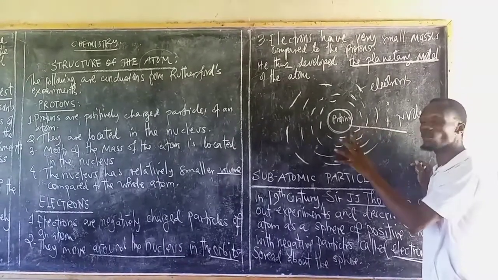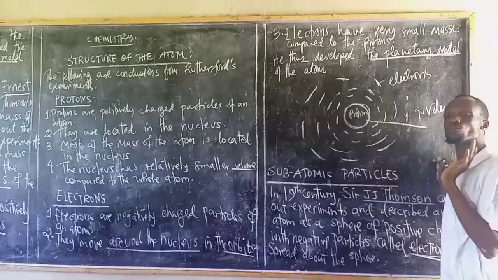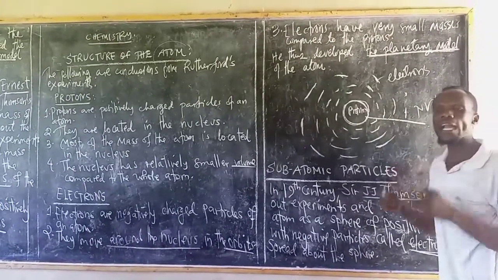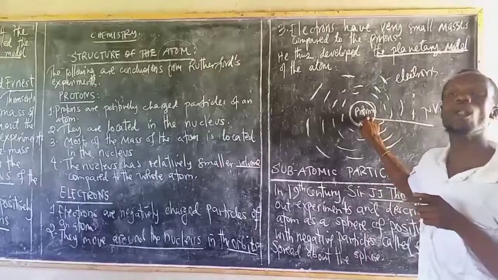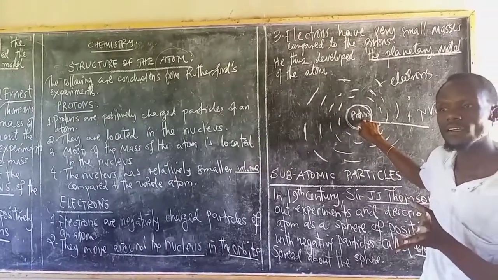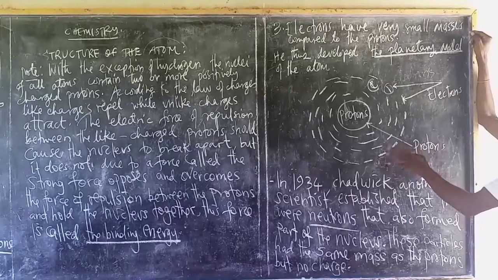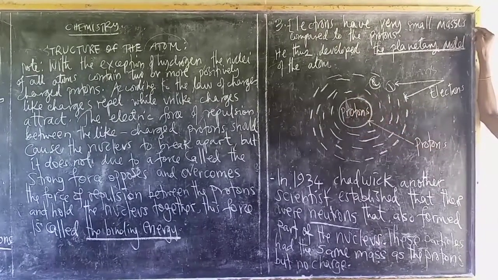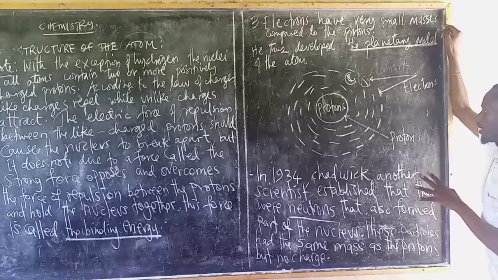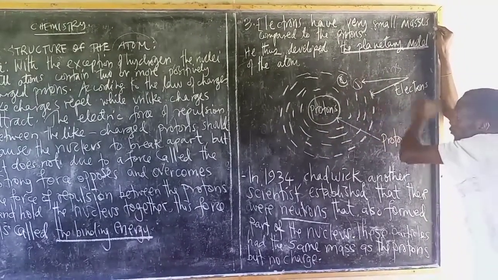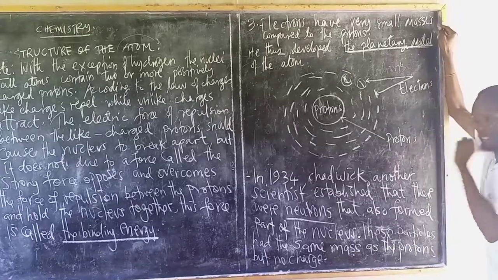According to Rutherford, an atom is made up of protons and electrons only. Then another scientist called Chadwick challenges the structure of Rutherford. According to Rutherford, an atom is made up of protons, which are found in the nucleus and are positively charged particles. And then, outside the nucleus, we have electrons. Those are the negatively charged particles. They move or revolve around the nucleus in their orbit.